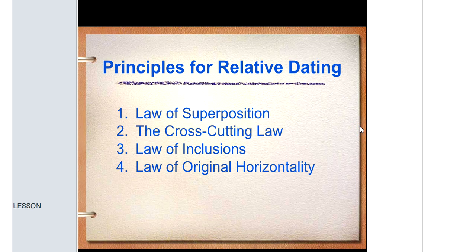We will get more into absolute dating in a future lesson. For right now, we are going to really focus in on relative dating. So there's a couple of principles that you need to know for relative dating. Law of superposition, cross-cutting law, law of inclusions, and law of original horizontality. These are 4 things that you will use to show the relationship between 2 or more materials.